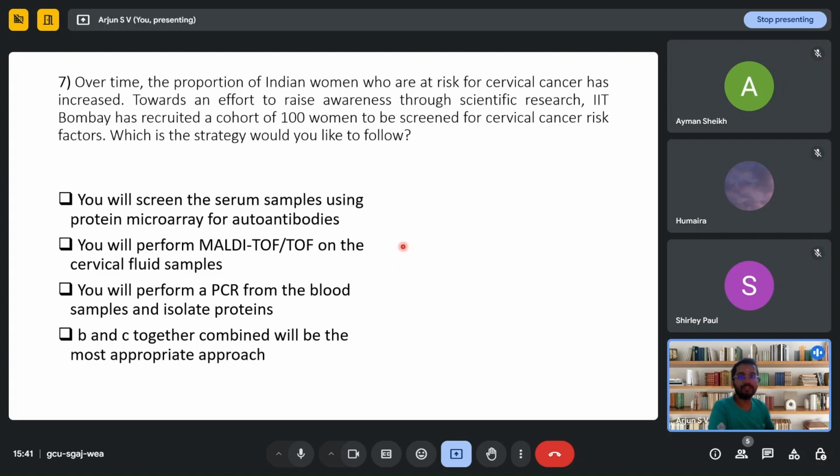So IIT Bombay has recruited 100 women to study cervical cancer risk factors, and they are asking for a strategy through which we can study the samples of all the 100 women for cervical cancer.